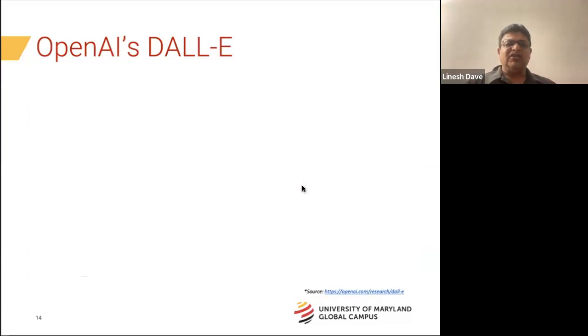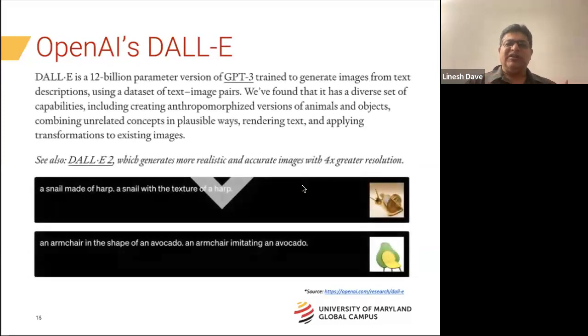And it's not just that it would create only realistic images, right? It helped you create images that were sometimes so unrealistic. Just to give an example here, a snail made of harp, or a snail with the texture of a harp. Have you seen this? I've never seen this, right? Or an armchair in the shape of an avocado, an armchair imitating an avocado.